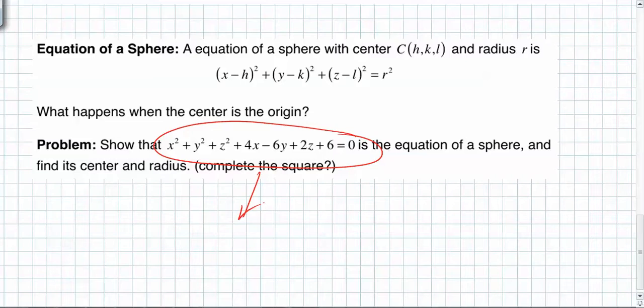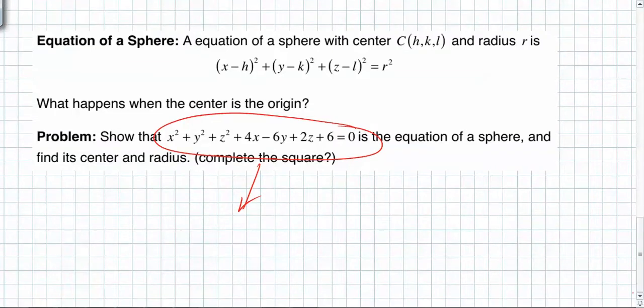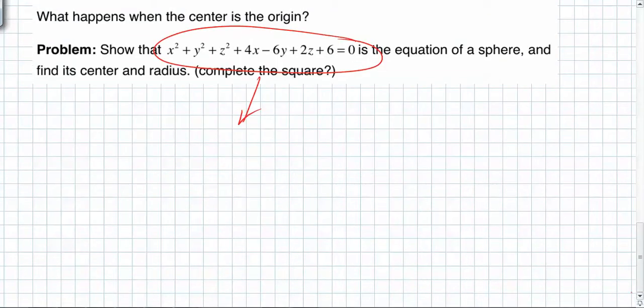In order to show or tell me more about what that sphere is, like the radius and the center, which is really what you need, because that uniquely defines a sphere, you're going to need to rewrite it in the proper form. So what are you going to have to do 3 times? Tells you right there. You're going to have to complete the square 3 times.